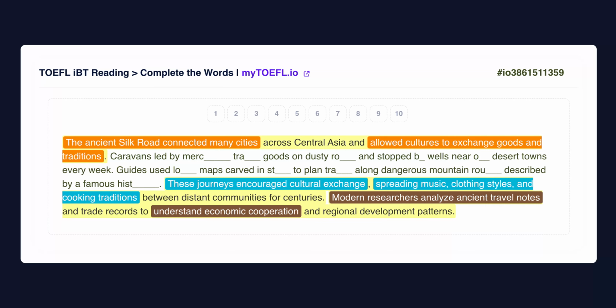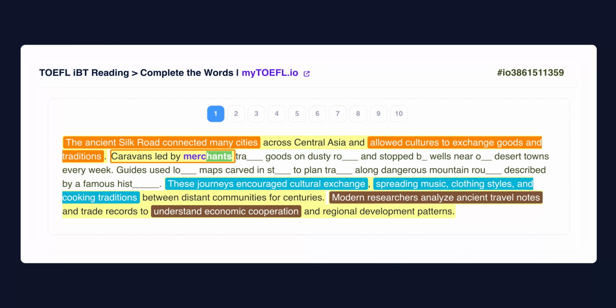Caravans led by merc... We are given the letters M, E, R, and C, and we need to fill in 5 blanks to complete the word. Let's look at the context here. The sentence mentions caravans led by. We need a noun representing people who would lead a group of travelers carrying goods. The root "merc" strongly suggests a word related to buying and selling, especially since the previous sentence mentioned exchanging goods. The people who trade goods are called merchants.